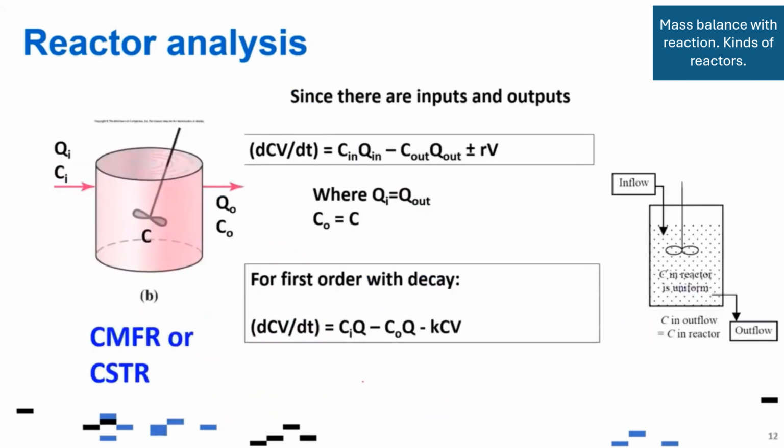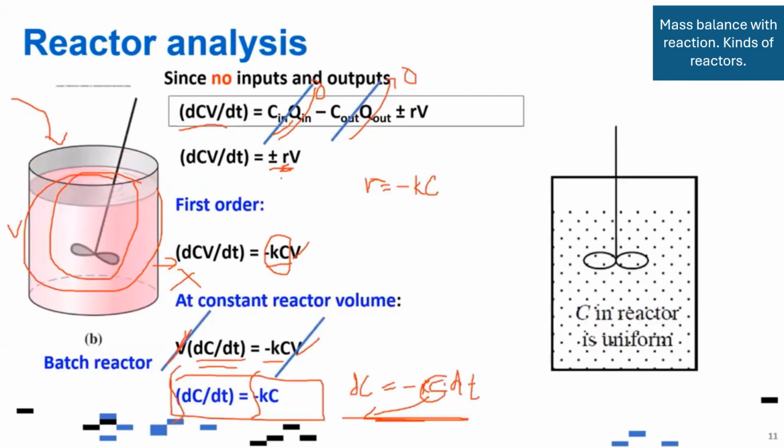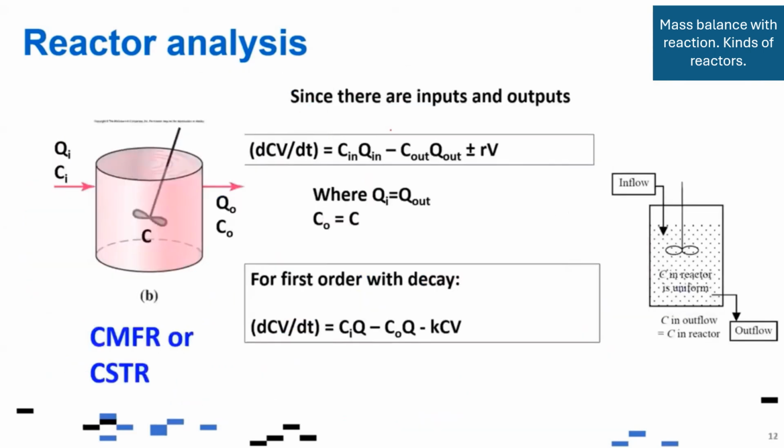The same way for a CMFR. For the batch reactor, we don't have mass flux in and we don't have mass flux out. For the CMFR, we have a mass flux in and a mass flux out. Usually for a CMFR, it's a steady state condition, a steady state condition with reaction. So the volume flow rate in, Qi, is equal to the flow rate out in a steady state condition. So Qi is equal to Q out.